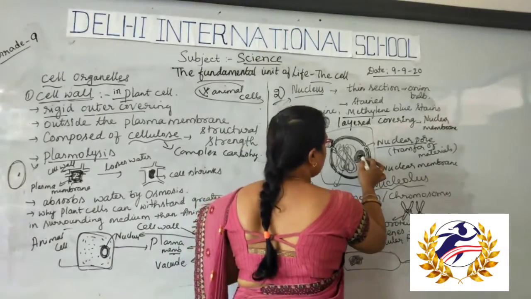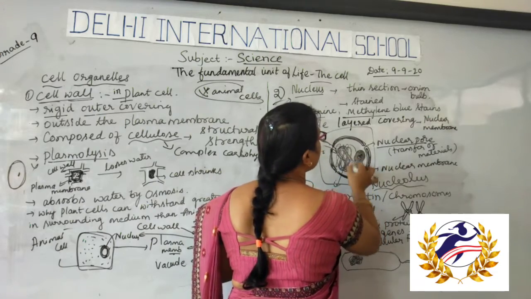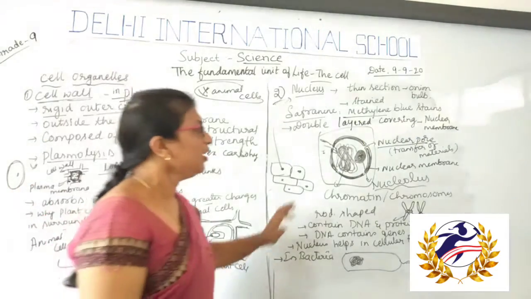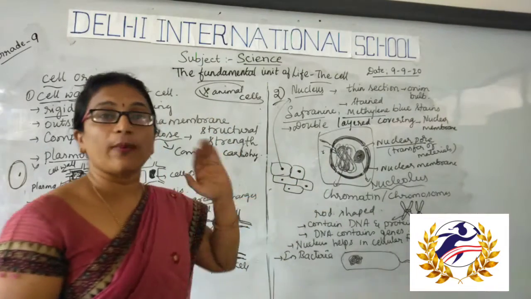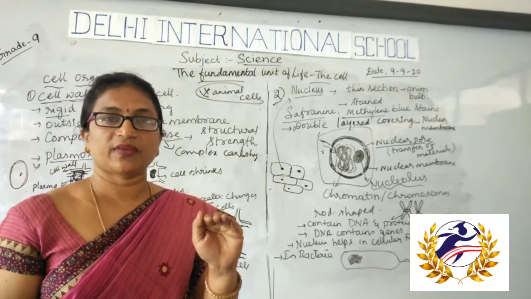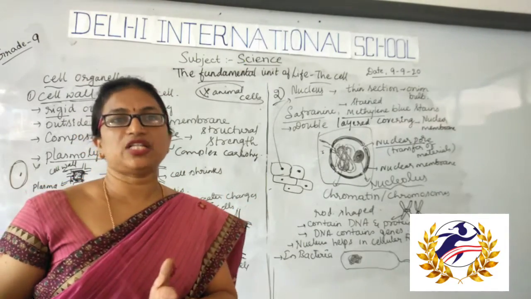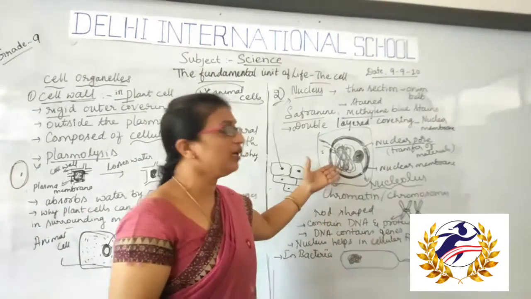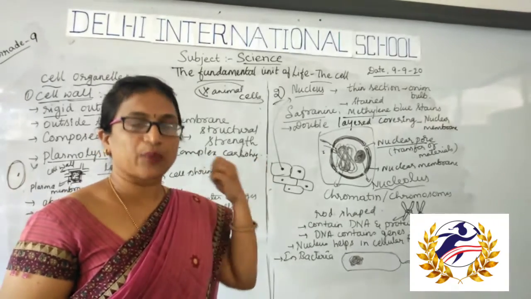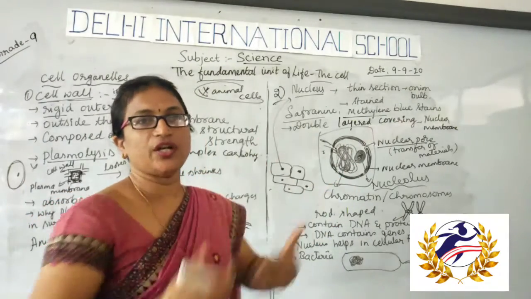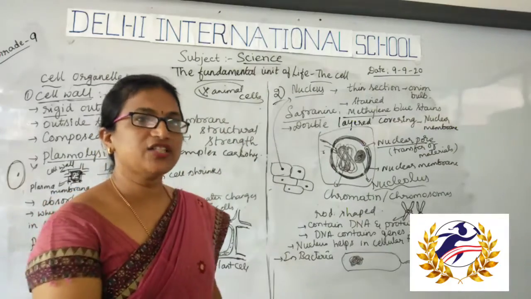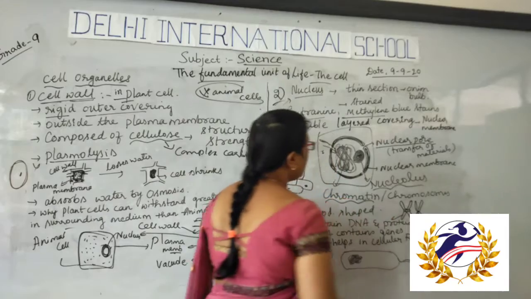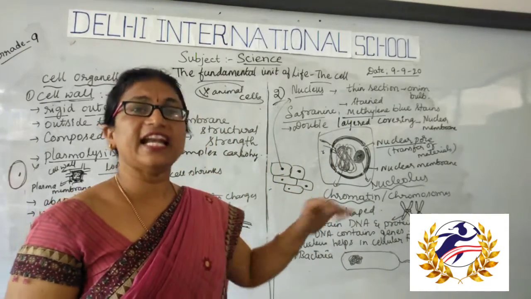Other than the nucleolus, it contains another thread-like network called the chromatin network. This chromatin network helps in carrying the characters, the properties, from the parental generation to the younger generation. Okay, that is the chromatin network. It is in the network form.